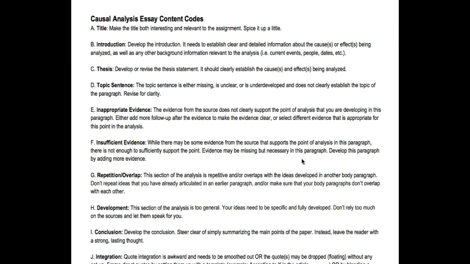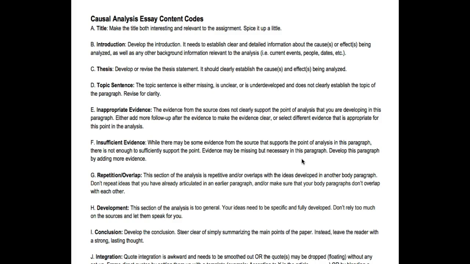When it comes to looking at your feedback, I do use codes to leave feedback on the papers. The reason that I use codes is that a lot of times I see the same patterns over and over again across papers in an entire class. And so I've come up with these content codes and grammar codes so that it helps me get through the grading more quickly and so that you can look at these codes and see what needs to be fixed.